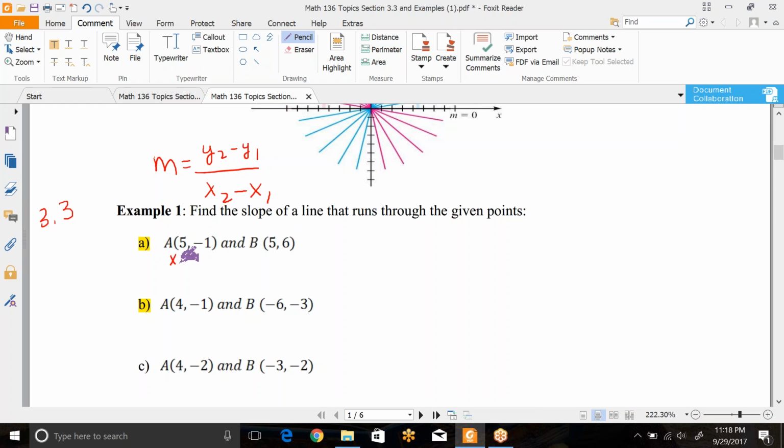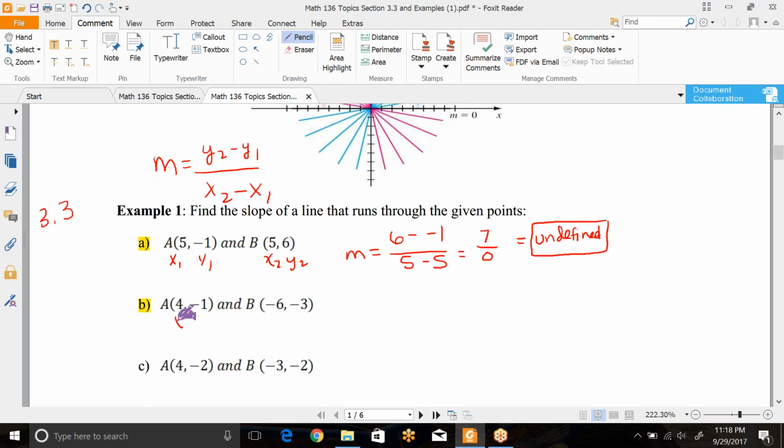Label your first ordered pair x1, y1. Label your second ordered pair x2, y2. So the slope of this first one would be 6 minus negative 1 on top over 5 minus 5. So that's going to be 7 over 0. Now we cannot divide by 0, so this actually is undefined. So that would be a vertical line if we were to plot those points.